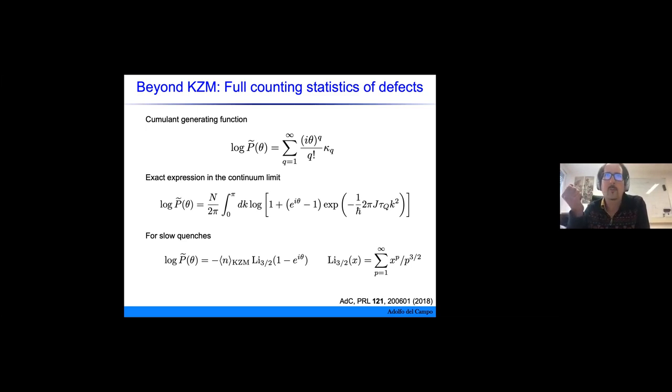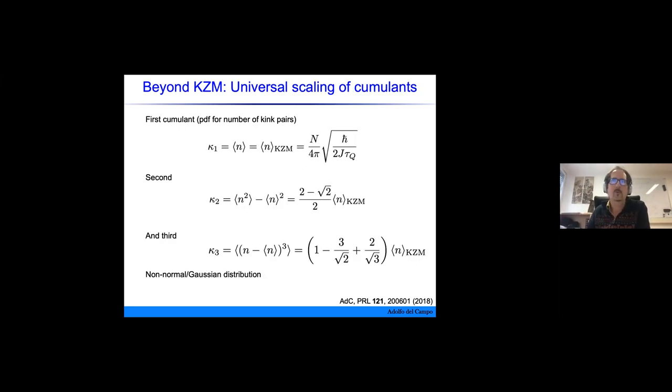Then you find that the cumulant generating function is proportional to the mean number of kinks predicted by the Kibble-Zurek mechanism. If you compare the formal cumulant expansion with this last expression, you conclude that any cumulant is proportional to the mean density of defects predicted by the Kibble-Zurek mechanism. So any cumulant of the distribution has the same universal power-law scaling that you expect from the Kibble-Zurek mechanism. Let me solve, for instance, the first few cumulants. Of course, the first cumulant is just the mean density, or the mean number, which equals the Kibble-Zurek prediction. But if you look at the variance, it's proportional, but the proportionality factor is smaller than 1, so it's a sub-Poissonian distribution.